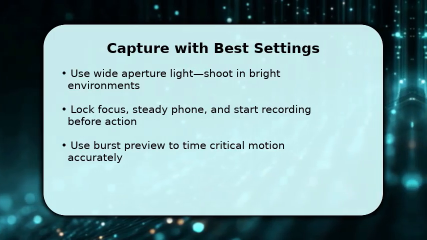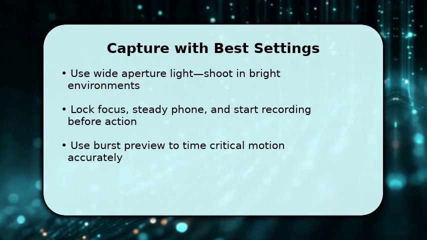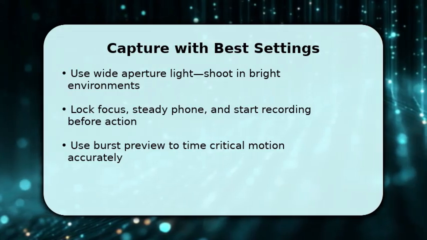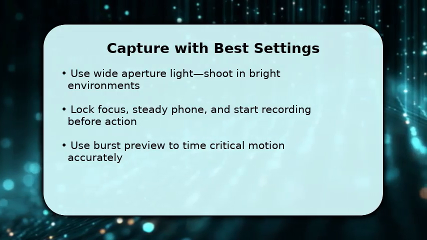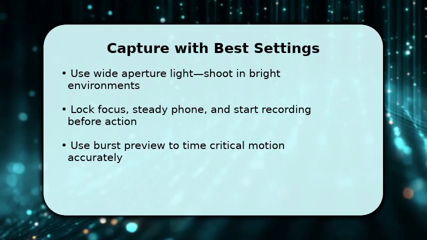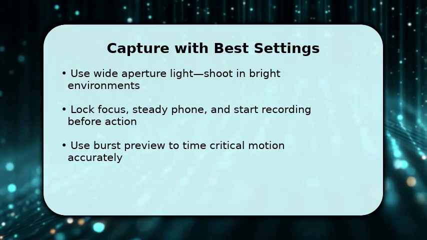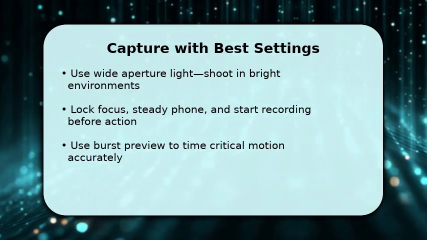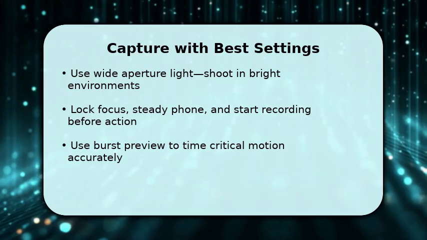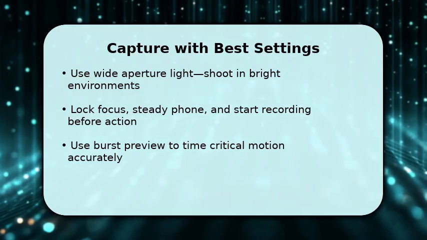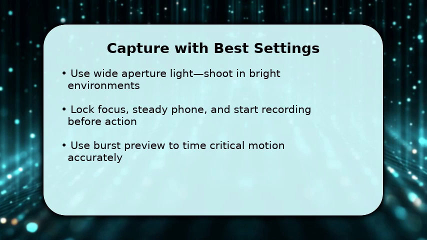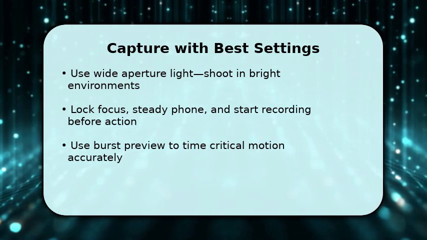Position and steady your phone, use a tripod or brace your arms, and start recording a second or two before the action to capture the full motion arc. If timing is critical, use burst preview practice runs or tap the record button with a soft touch to avoid shake. Remember why: more source frames give smoother slow motion and allow you to pick the exact segment to slow down later. Now you'll finish by editing.